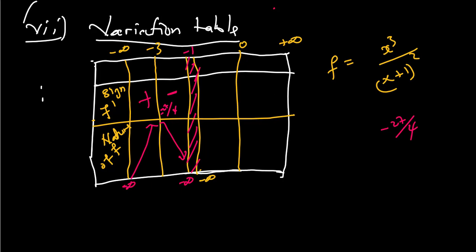So from negative infinity to 0 you observe an increase, and from 0 to positive infinity, here the sign is positive. So from 0 to positive infinity we do the same thing. 0 is 0, so here is 0, and here will be 0.